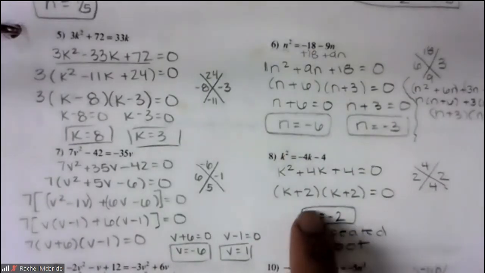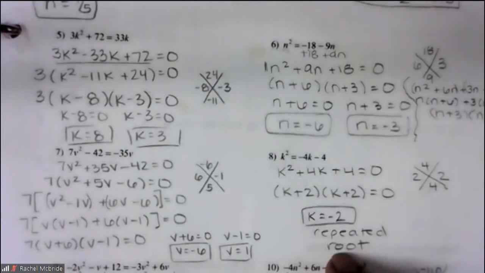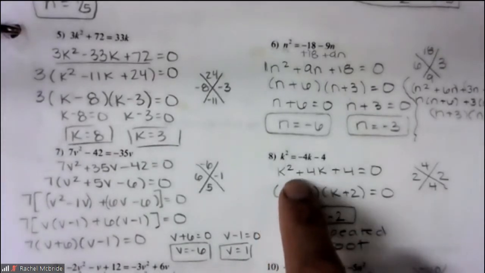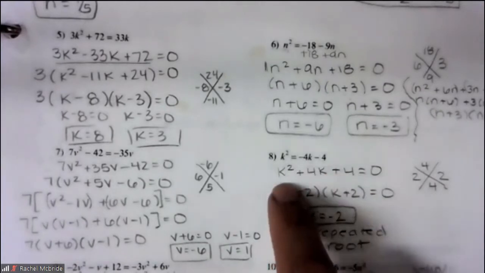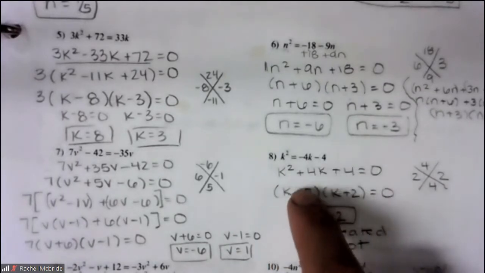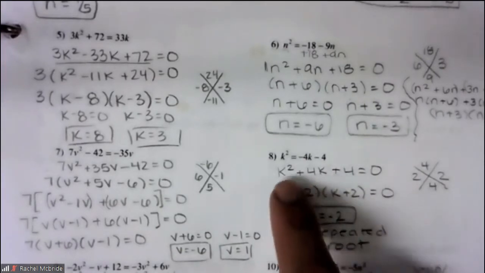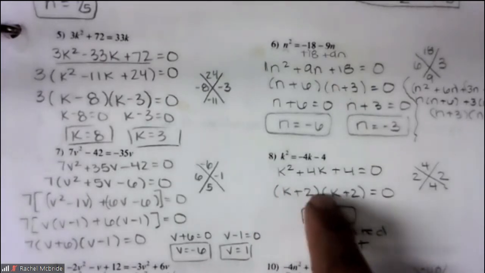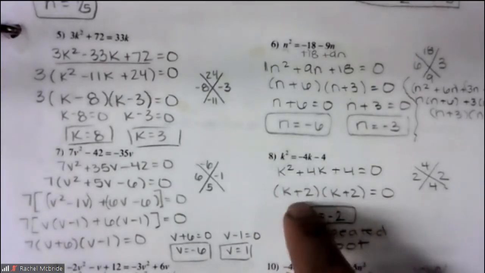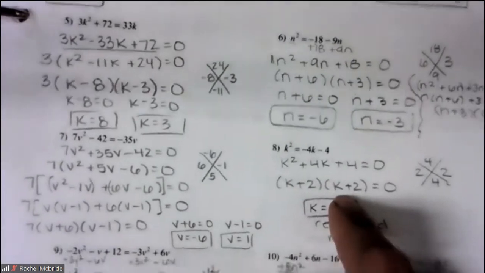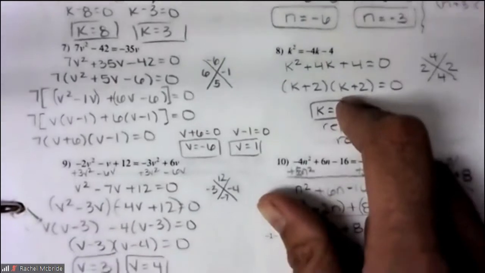Here you would have had k equals -2 twice. It's considered a repeated root because this is a perfect square trinomial. You have a perfect square trinomial when the factors are identical. So there are a couple of vocab things on Monday. Perfect square trinomials are when it factors into itself twice. Then we had 8 and 9.